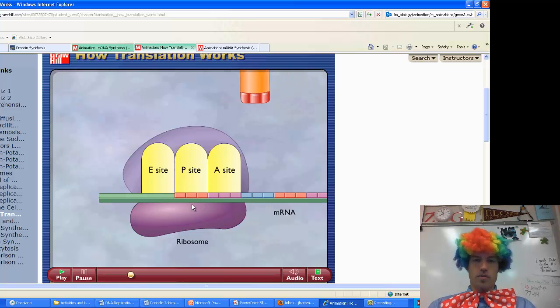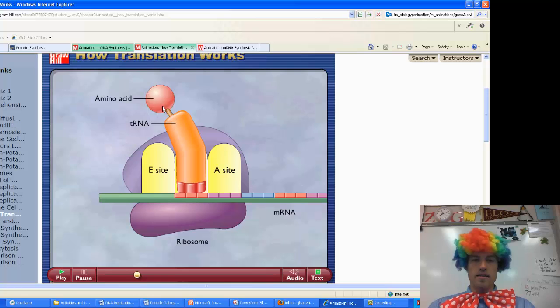So what's going to happen? Here's my triple letter code. This is my codon. Here's my anticodon with my piece of tRNA coming in. So what's going to happen is that it's going to bind. Here's my amino acid attached to the end. The tRNA anticodon is complementary to the codon. Right? We've got our next one that comes in.